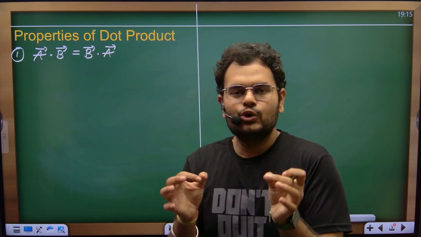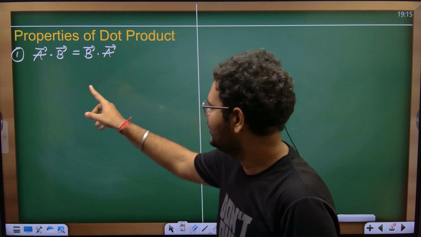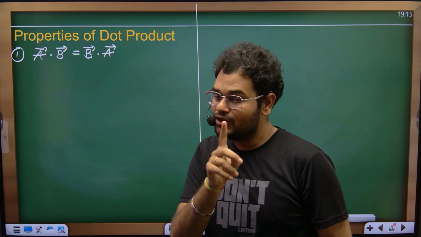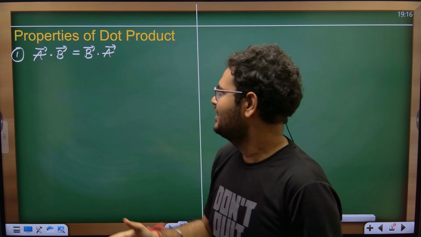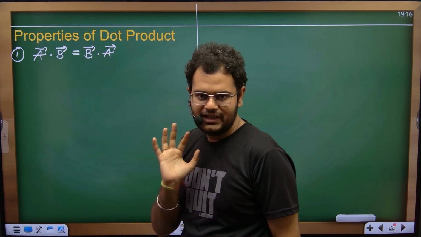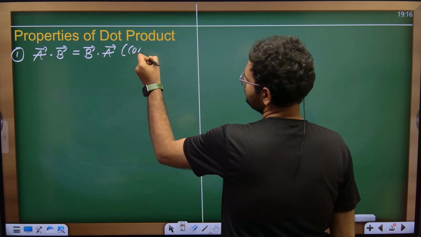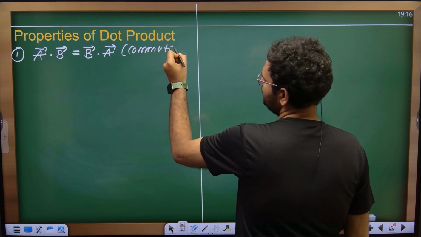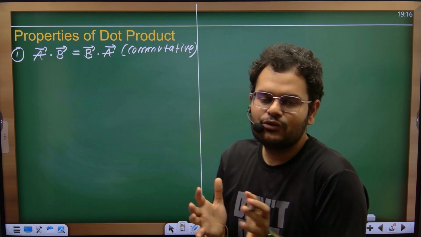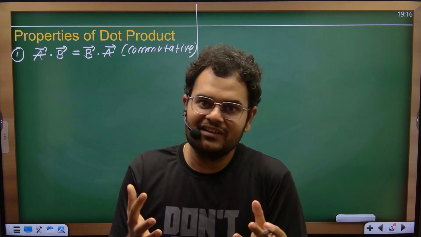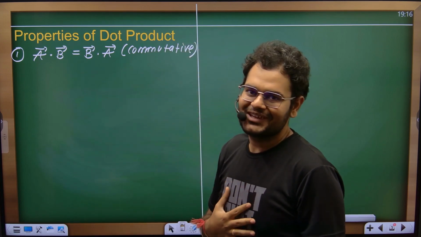This is like 2 into 4 or 4 into 2, which is the same. Similarly, A dot B and B dot A are the same. I am not saying multiplication and dot product are the same function. It is just for our understanding, just for remembering. This property is called commutative. So dot product follows the commutative property. You should know what commutative is, because if they give a statement in the exam you will know it, but if you don't know, then it will create a problem, right?